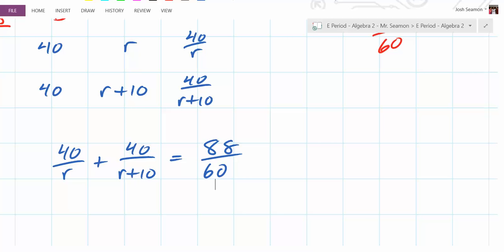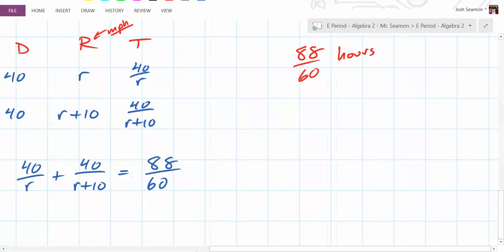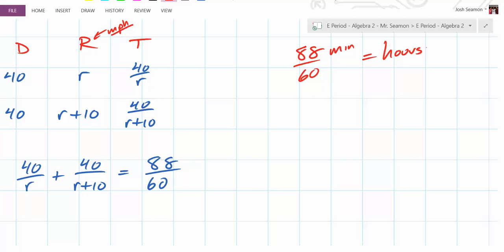Now, can a lot of these things be simplified? Sure, that's the whole point of this operation. We're trying to solve for r. Because that's how many minutes are in 1 hour, 88 minutes over 60 is equal to hours. That's how many hours it is. So if you have 90 minutes, how do you convert 90 minutes to hours? You divide it by 60, and you get 1.5, right?